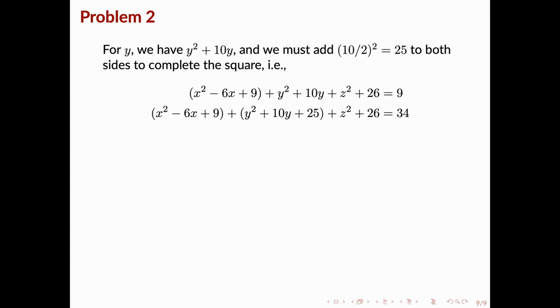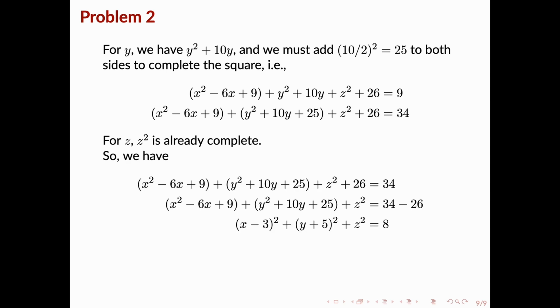The same method was used for completing y squared plus 10y. Here, we added (10 over 2) squared or 25 to both sides to complete the square. z squared is already complete because there is no linear term with variable z to be seen. It means that the coefficient of z is 0. So we have x squared minus 6x plus 9 plus y squared plus 10y plus 25 plus z squared plus 26 is equal to 34.